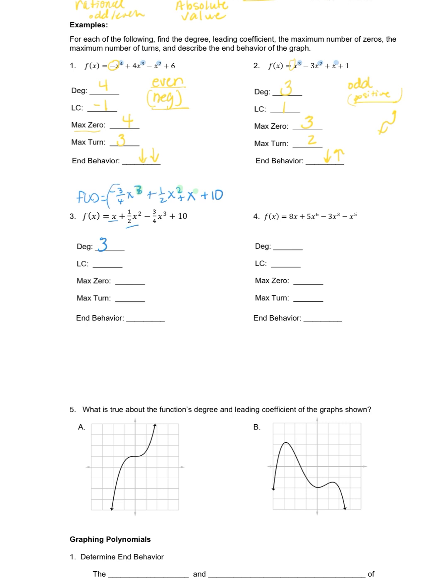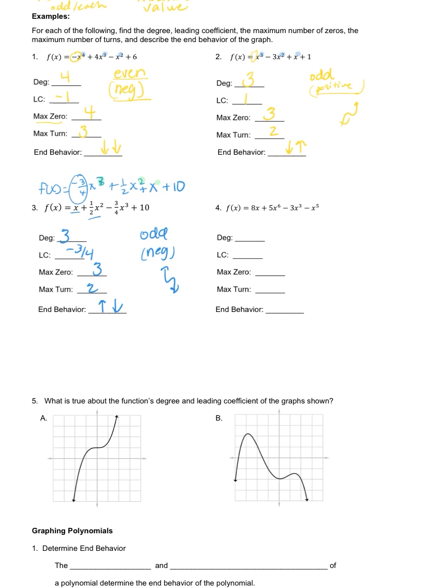Okay, the leading coefficient is right here. So this is odd, but it's a negative leading coefficient. So now I'm going to think about going this way. My max zeros, again, is 3. My max turns is 2, since 3 minus 1 is 2. And the end behavior is the opposite of what we saw earlier because it's a negative leading coefficient. So that means it's going to go up and then down. All right, I want you to try the next one.